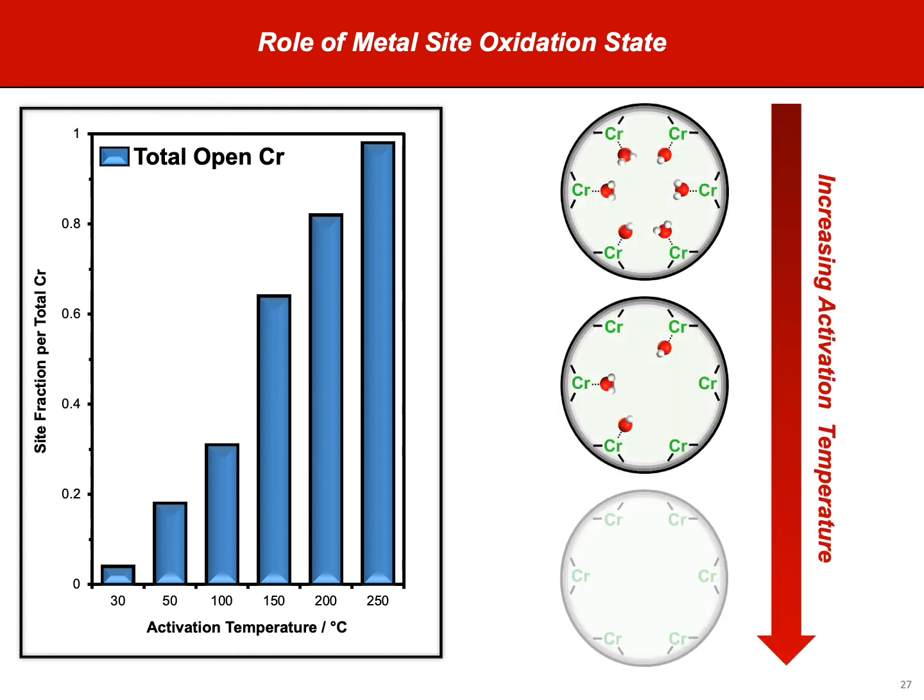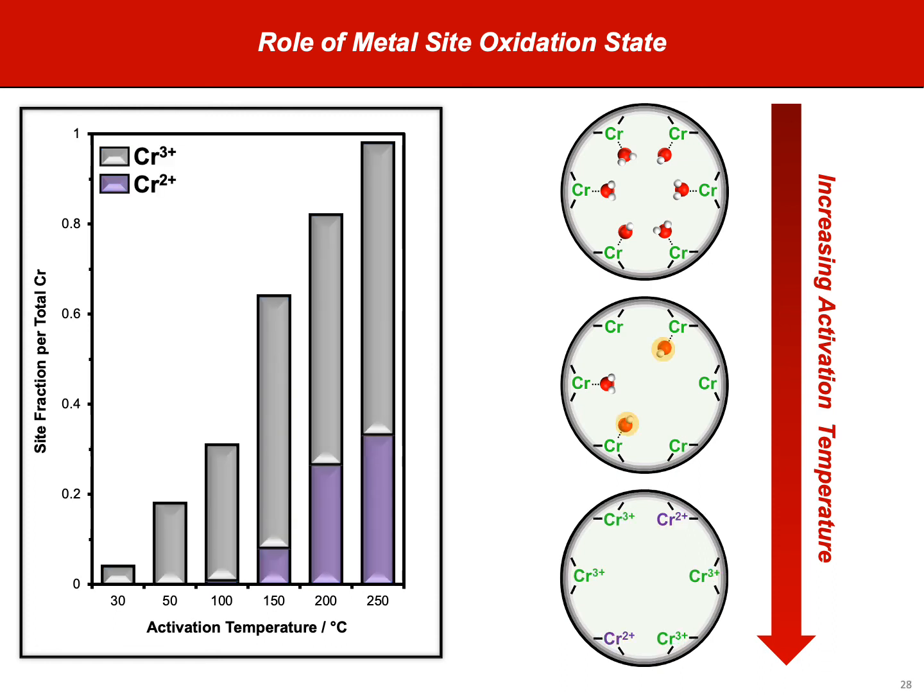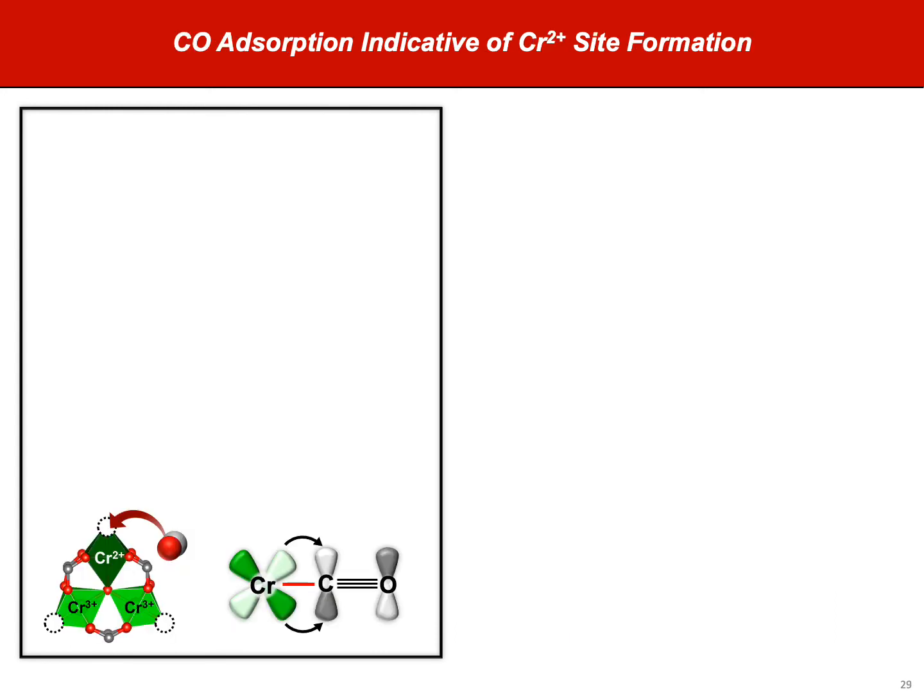So what we see here is that, in addition to the site fraction of total chromium, I can also partition these and provide you with the fraction of sites that are Cr2+ and Cr3+ at any activation temperature. A key observation here is that at a temperature of 150 degrees C, I start to observe a significant density of Cr2+ sites, unlike lower temperatures where I do not observe a significant density of Cr2+ sites, only Cr3+ sites.